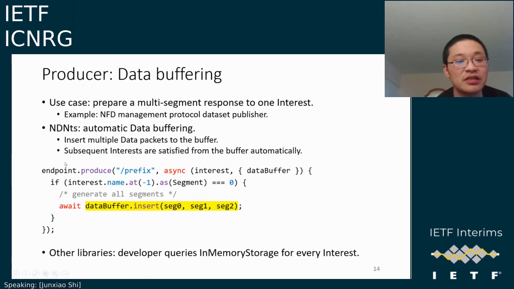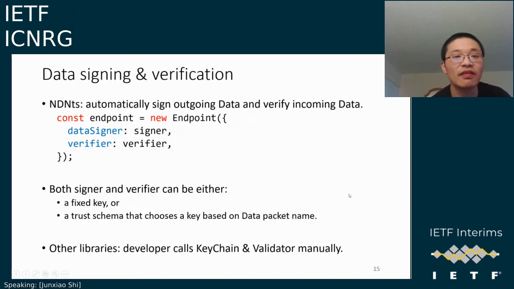In NDNTS, it's automatic. Your producer callback function or lambda function can prepare all the segments and insert them into a data buffer. Then when the subsequent interest arrives, it will be satisfied from the buffer automatically. Your producer function will not be called again. In other libraries, the developer has to manually query an in-memory storage for every incoming interest, which would be more complicated than this. And NDNTS can automatically perform data signing and verification.